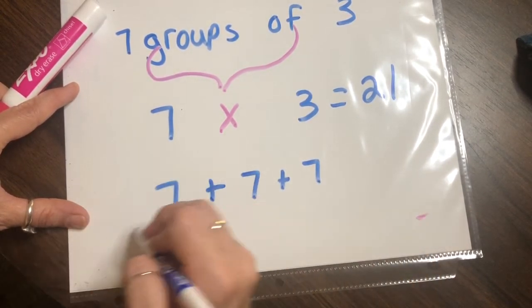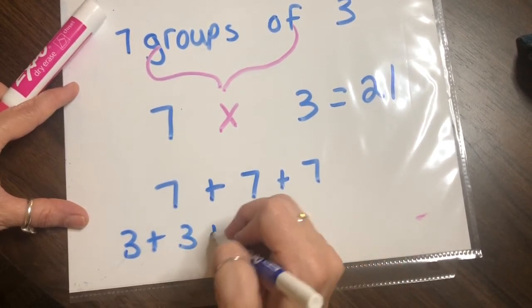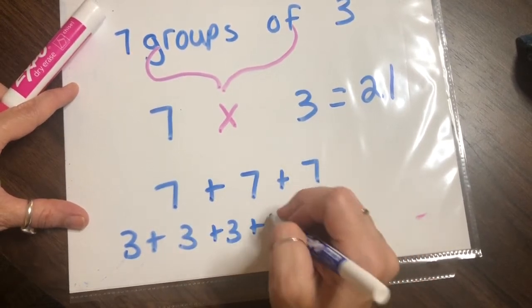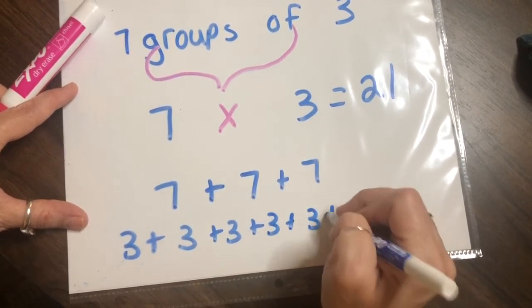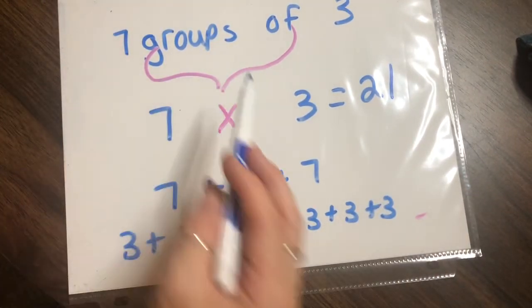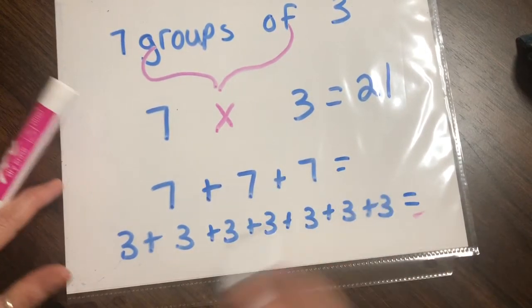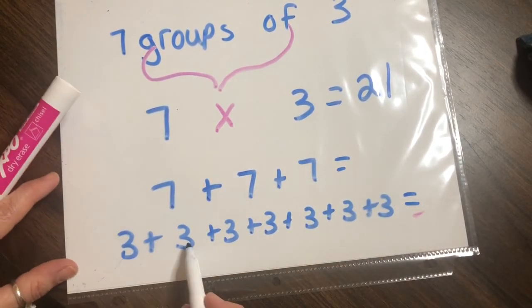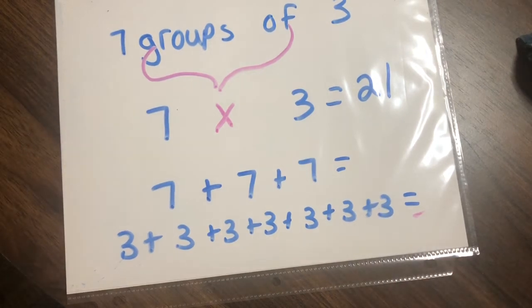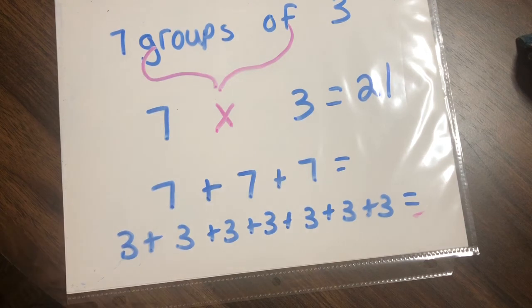3 times, or 3 7 times. 1, 2, 3, 4, 5, 6. Which one matches 7 groups of 3? Is it 7 plus 7 plus 7? Or is it 3 plus 3 plus 3 plus 3 plus 3 plus 3 plus 3? Pause the video and talk to your teacher.